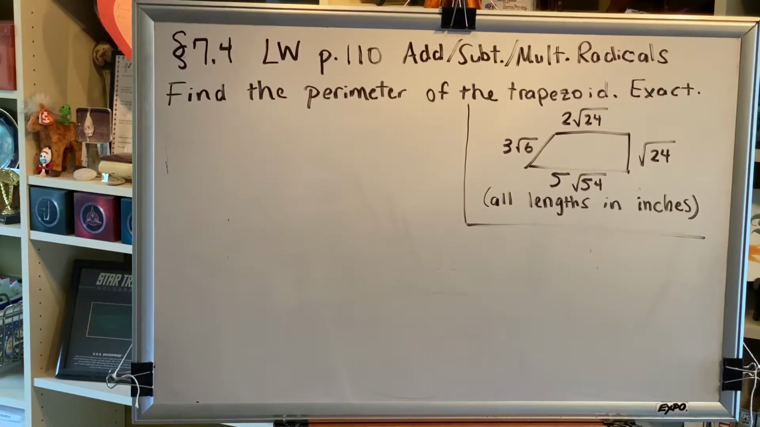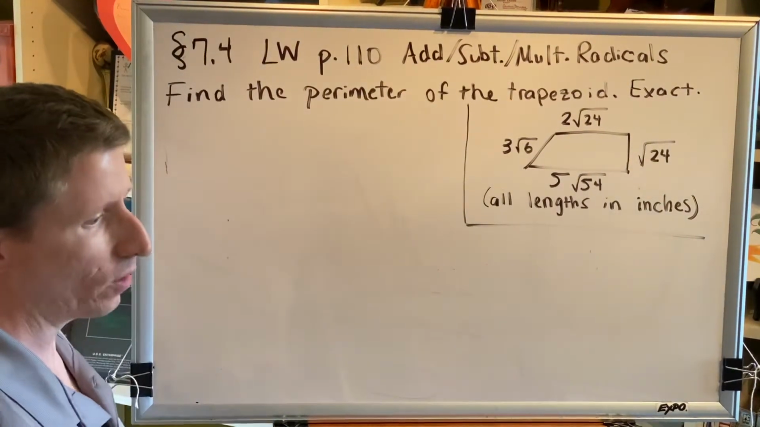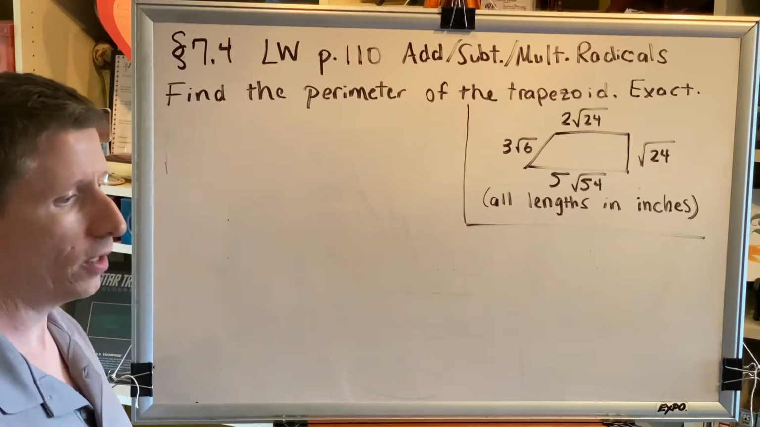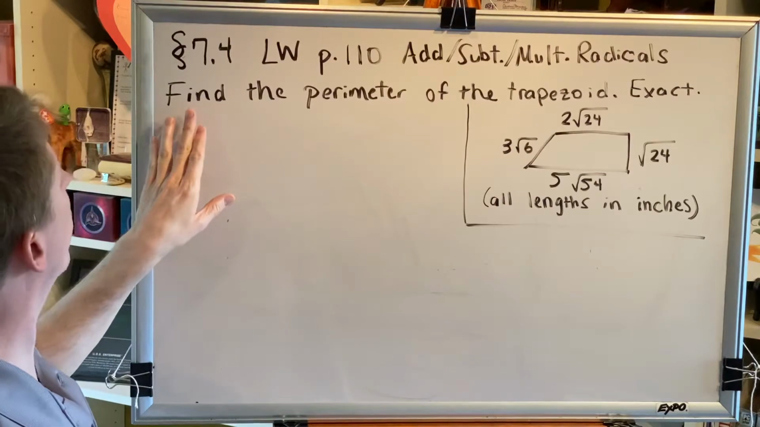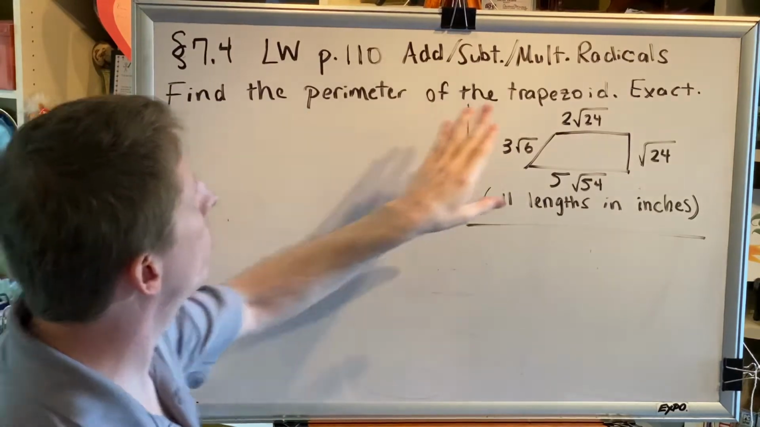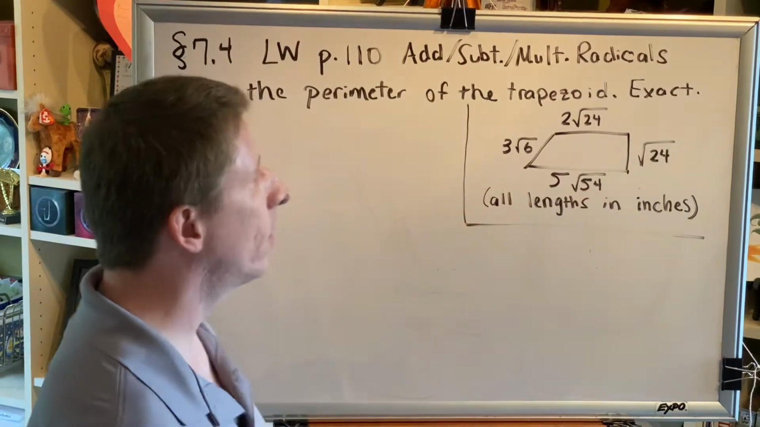Please open in your learning workbook to page 110 as we solve several problems involving adding and subtracting radicals. Here's the first one. Find the perimeter of the trapezoid, give an exact answer using radicals as needed, include correct units in your answer. I've written the shortened version of the instructions here. Find the perimeter of the trapezoid, exact, meaning we want an exact answer, and all lengths are in inches.